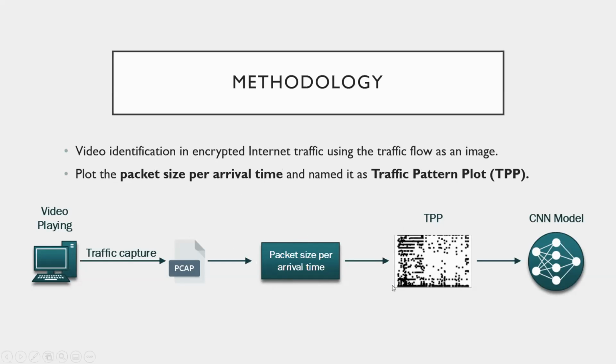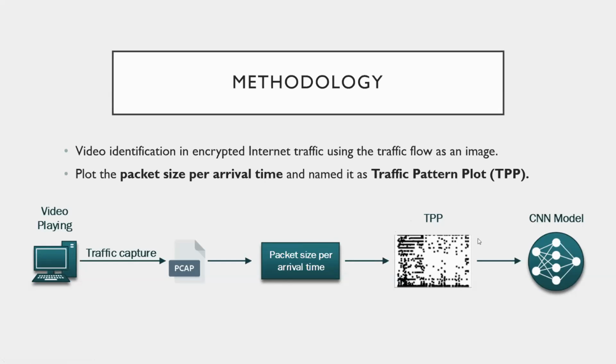Now, as you can see, we can take this TPP as an image. With that image, we can feed it to our convolution neural network model, and this will allow us to classify different images according to their classes.